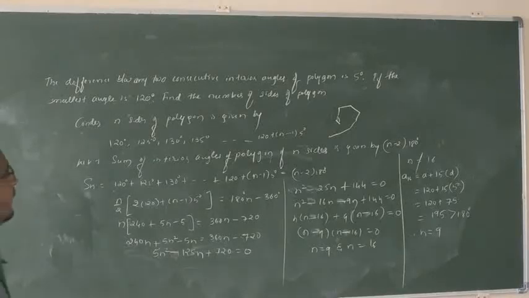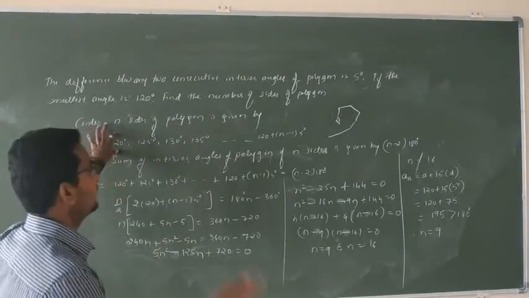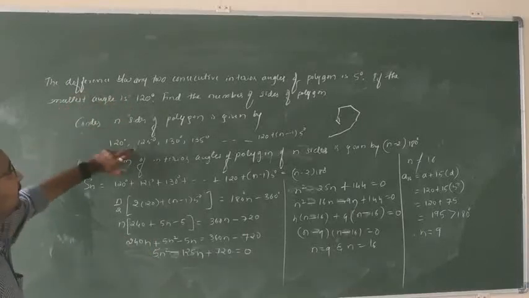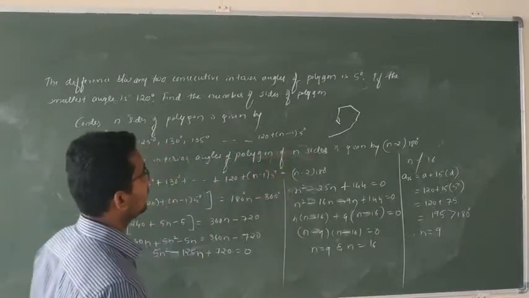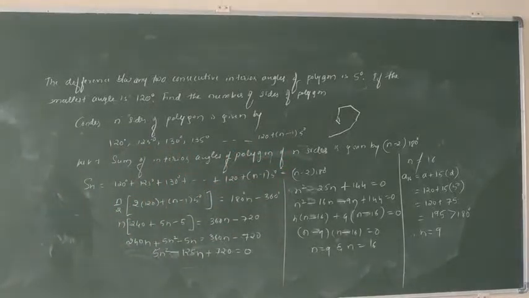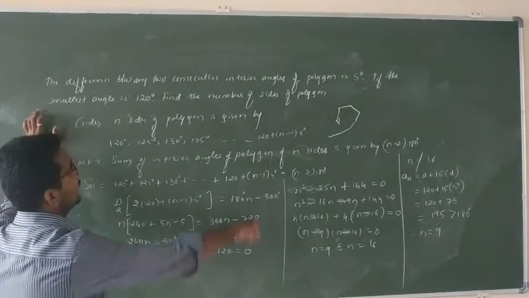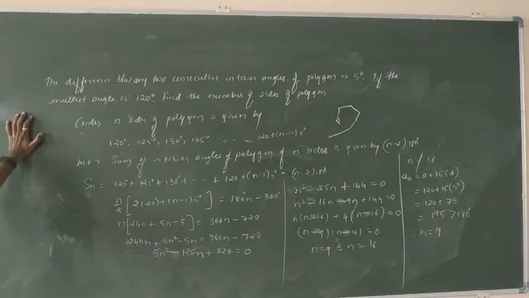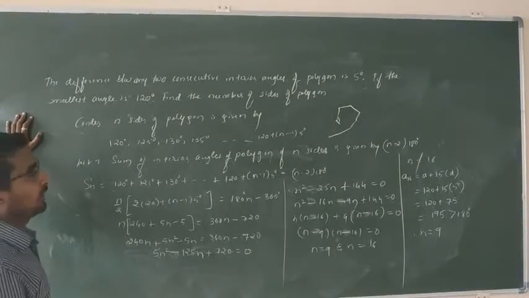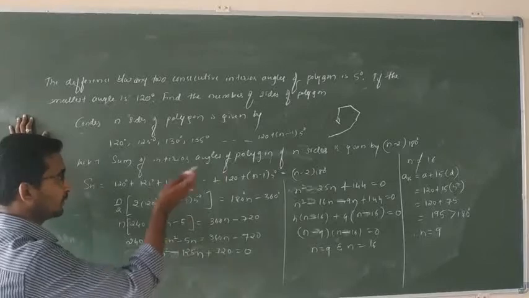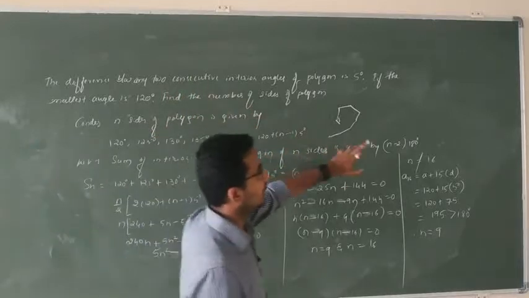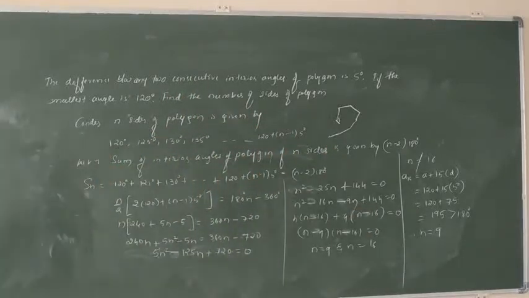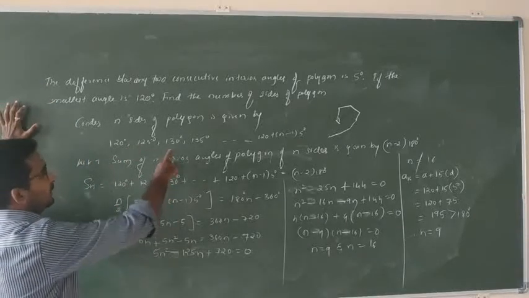So consider the n sides of the polygon, the first angle is 120. If we keep on adding 5 degrees, we get 125, 130, 135, up to the nth angle, that is 120 plus n minus 1 into 5 degrees. Already we know that the sum of the interior angles of a polygon of n sides is n minus 2 times 180 degrees. Each interior angle should be lesser than 180.